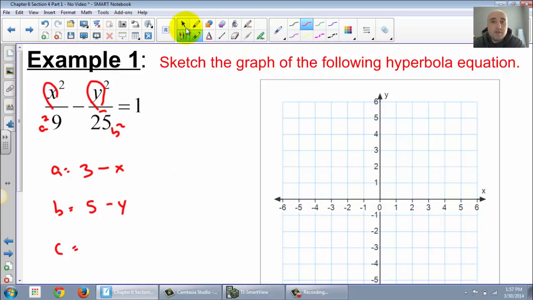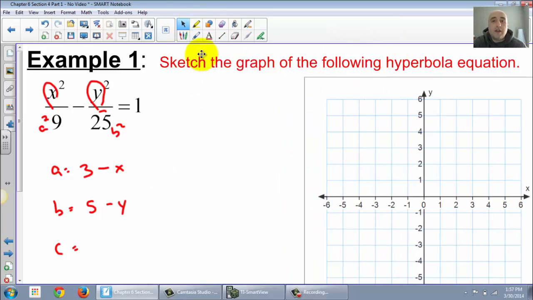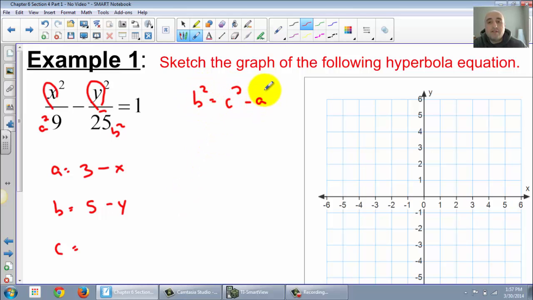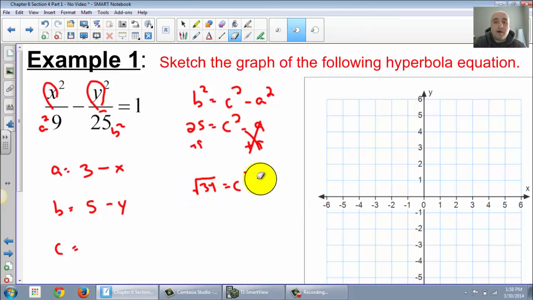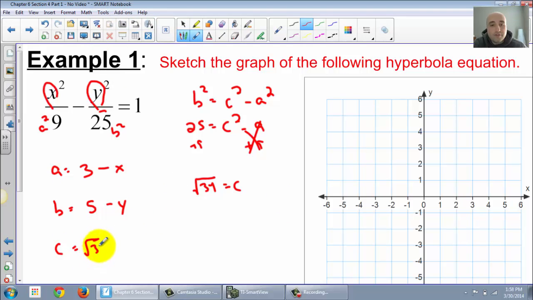So what we need to do now is figure out C. Okay, so for hyperbolas, it is b squared equals c squared minus a squared. All right, so b squared is 25. C squared we don't know. Minus a squared, 3 squared is 9. So I'm going to add 9 to both sides. So add 9. C squared equals 25 plus 9, which is 34. Okay, so I can get rid of my power of 2 because I already took the square root. So C is the square root of 34.